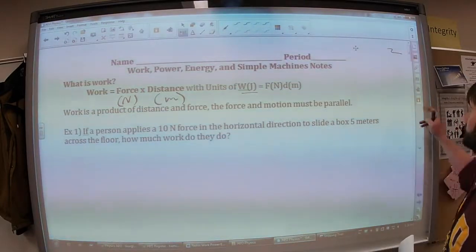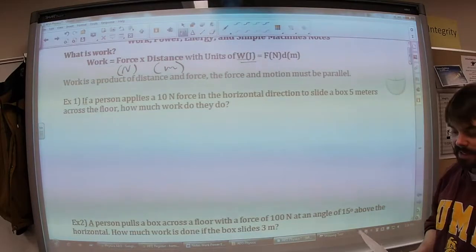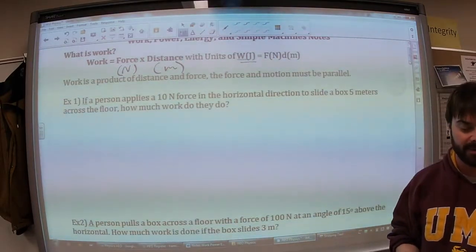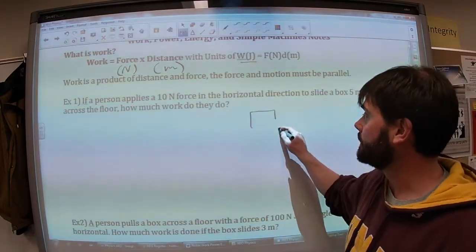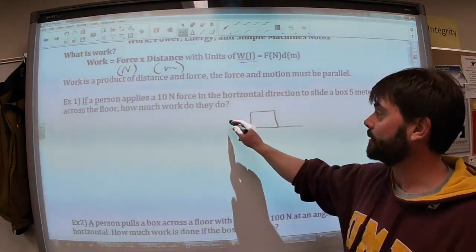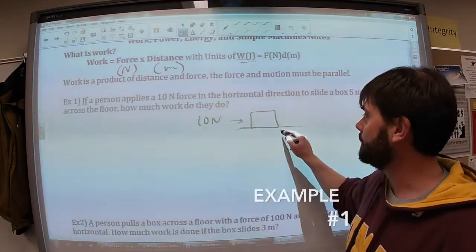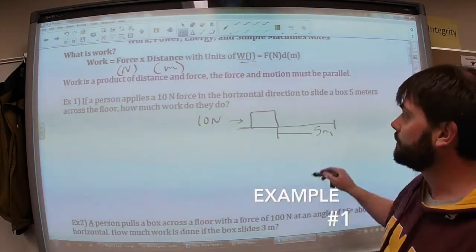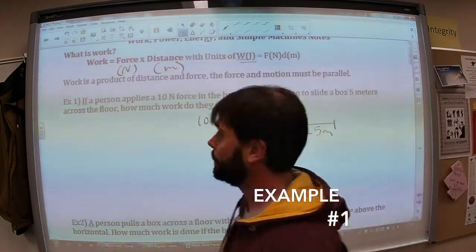But to keep it simple for starters, example number 1 simply says a person applies 10 newtons of force in the horizontal direction to slide a box 5 meters across the floor. How much work do they do? Well, if somebody is pushing a box with a force of 10 newtons, and they're going to move it a total distance of 5 meters across the floor, we can simply multiply the force by the distance that they travel, and we're going to get the work.